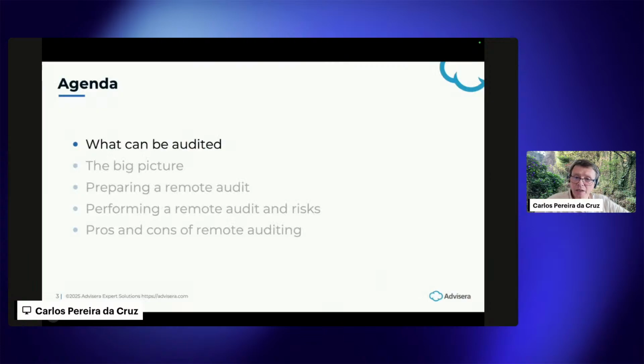Now, about the agenda. First, we will speak about what can be audited remotely. Then we present the big picture, where the stage for a remote audit is considered. Then what kind of activities should be developed during the preparation of a remote audit? That's the next topic. Then it is time to check how to perform a remote internal audit and what risks may occur. And then we close the webinar with a list of pros and cons of remote auditing.